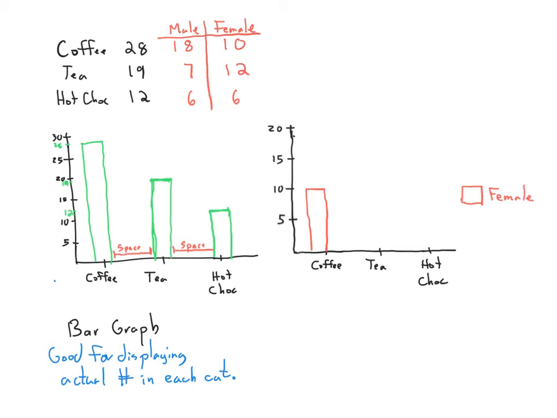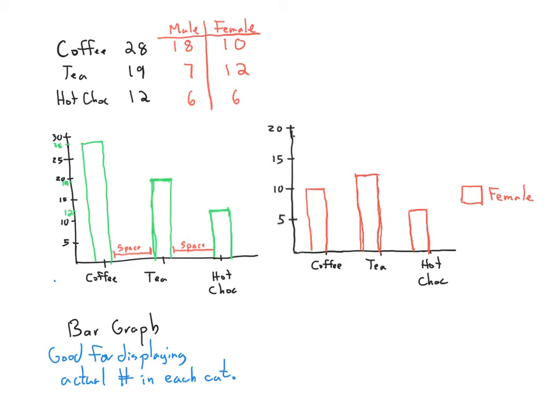12 female students like tea the best, so I'm going to go up to 12 here. That's roughly 12. And finally, 6 female students like hot chocolate. That's about there. So there is the graph for females, and for males I'll do in green.